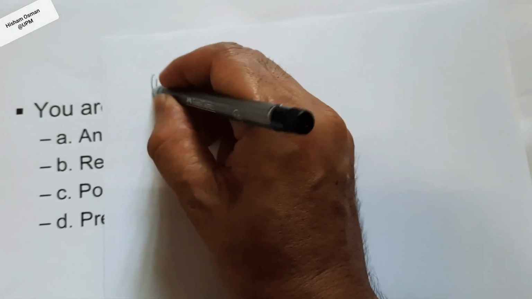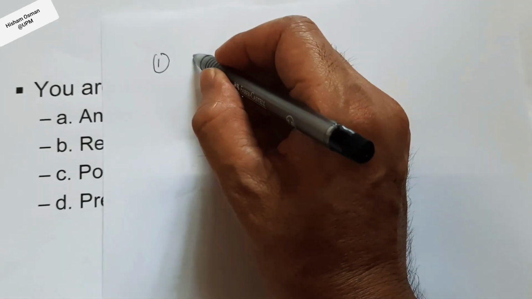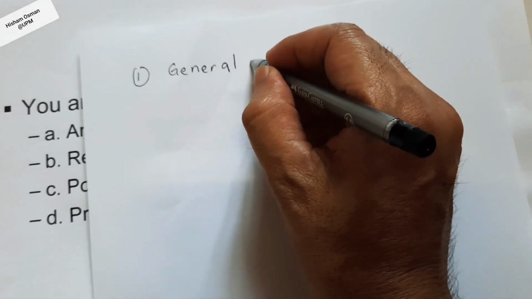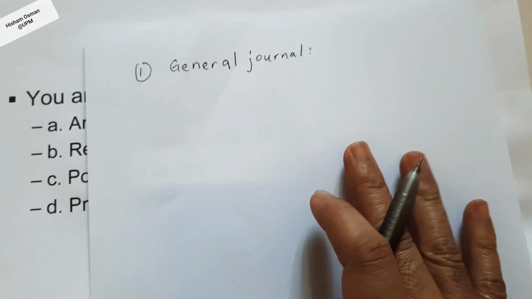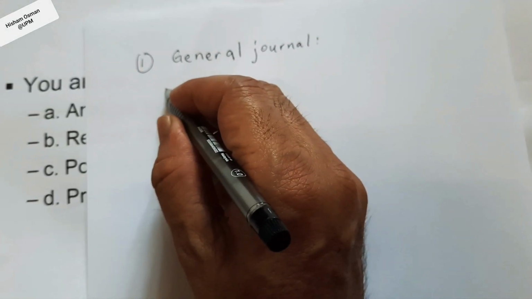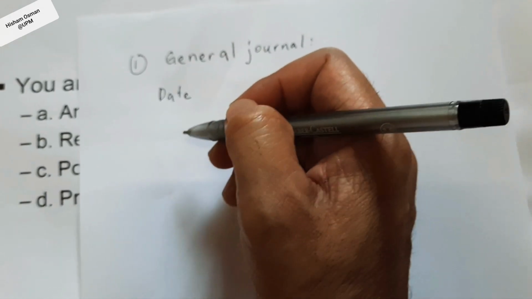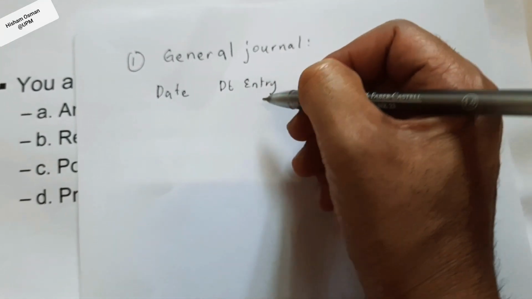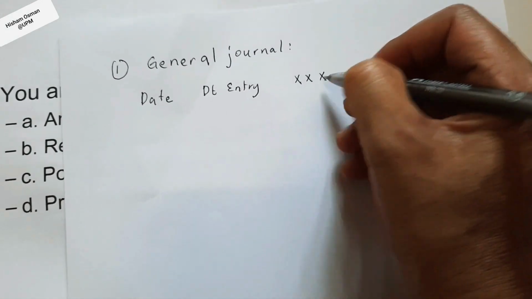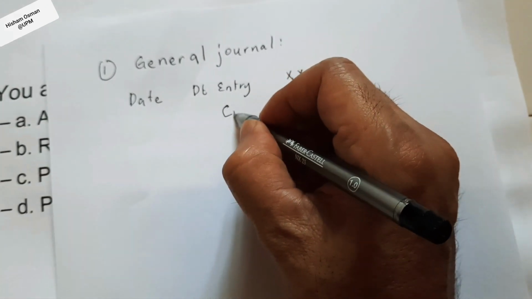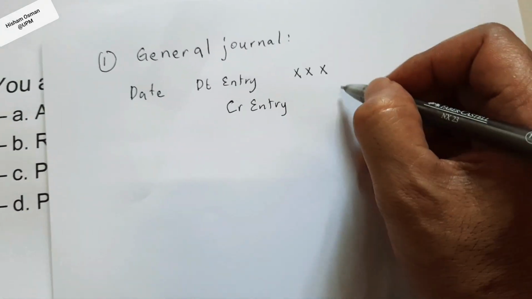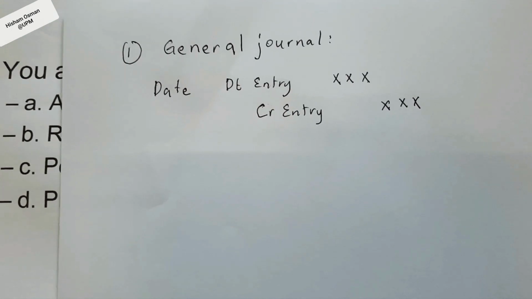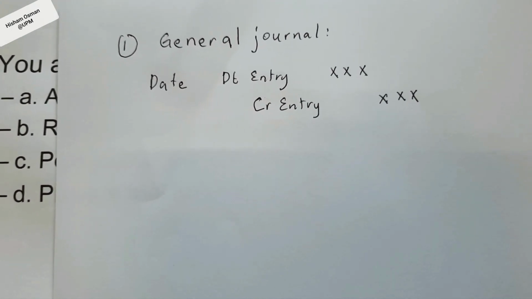Remember, the format for the general journal is like this. First, you have to write the date of the transaction, and then you have to show the debit entry and the amount related to the entry, and then you have to show the credit entry and the amount related to the entry. This is the format of the general journal. You can see this format in the lecture notes that we have discussed before.